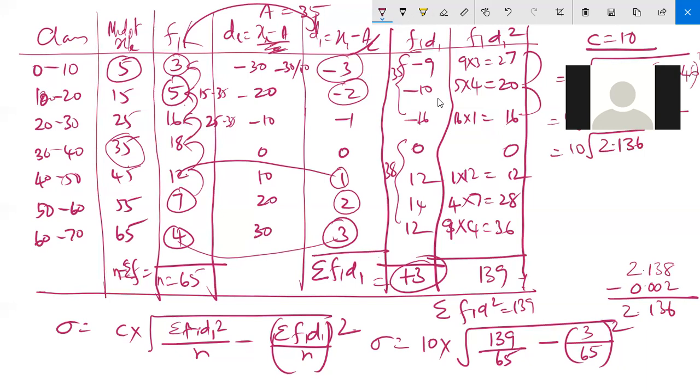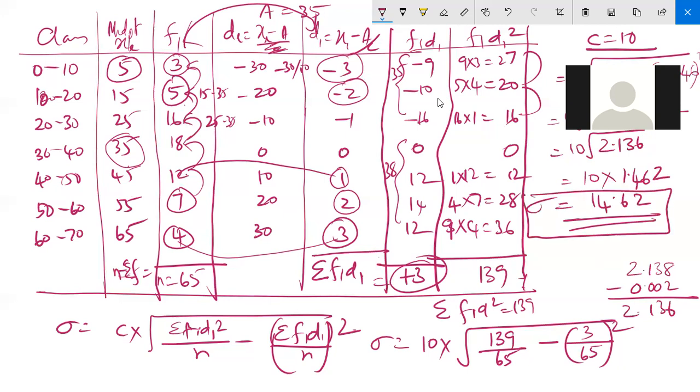Root of 2.136 is 1.462. 10 into 1.462, so that is equal to 14.62. Okay, this is your answer. Sigma equal to 14.62. We check with your answer. Yeah, correct. This is also correct.